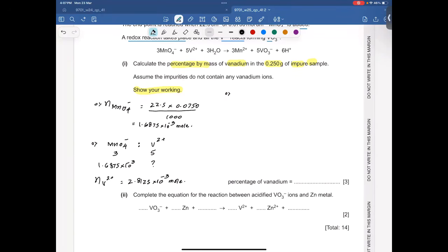The moles of V2+ is known now. Using these moles, I can find the mass of vanadium. So the moles of vanadium is 2.8125 × 10^-3. And the relative atomic mass of vanadium is basically 50.9, which is given in the periodic table. It's going to be 0.413 gram. Okay. Now we need to find the percentage by mass of vanadium.